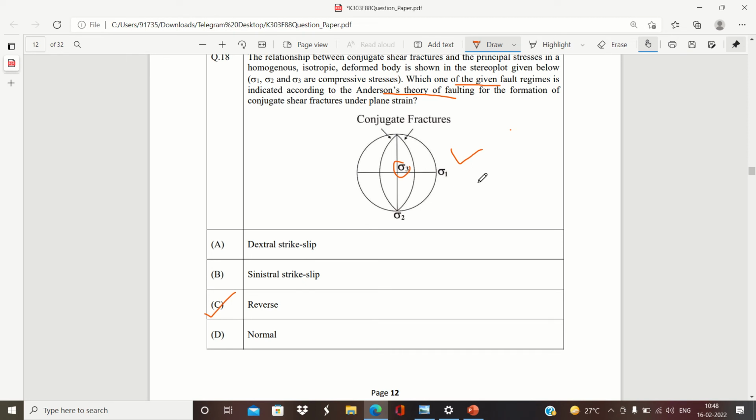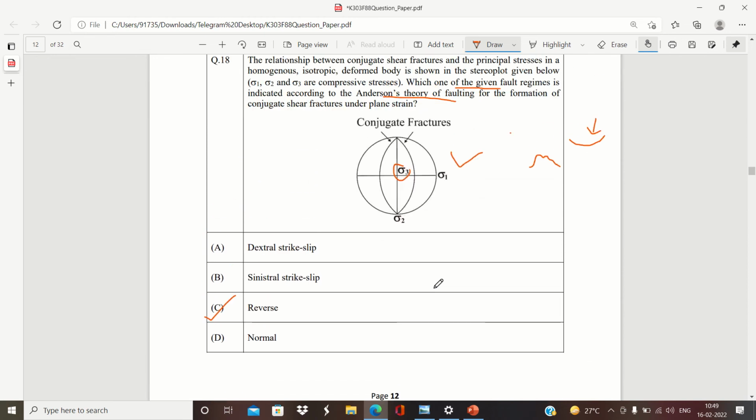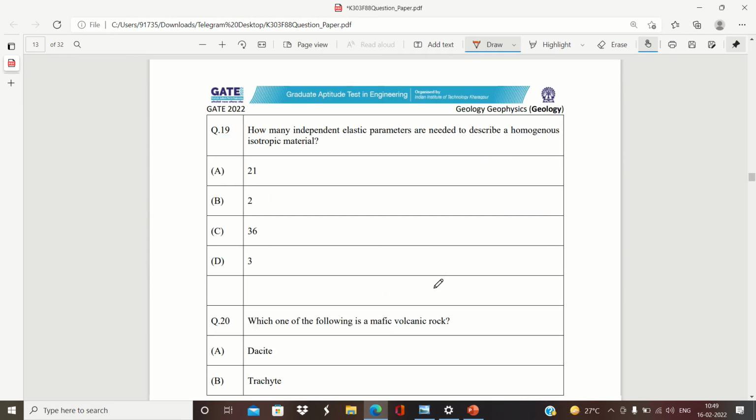You may remember these conditions in a different way. In the reverse fault there is piling of material, and material will only pile up when you have the minimum vertical stress. In the normal fault there is thinning of the layer, so definitely if you have the highest stress from the vertical, sigma 1, that will lead to the normal fault, and the third condition will be for the strike slip fault. So here the third option, reverse fault, is our right answer.